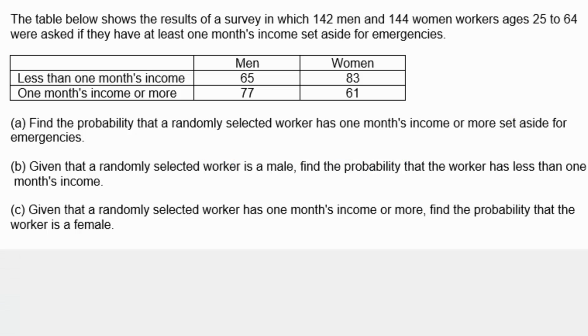This is a problem concerning conditional probabilities, and I want to show you how to do it using StatCrunch. We are given the results of a survey of men and women about how much money they have in savings. The first question asks us to find the probability of a randomly selected worker having one or more months of savings. First, let's open StatCrunch and enter the data.